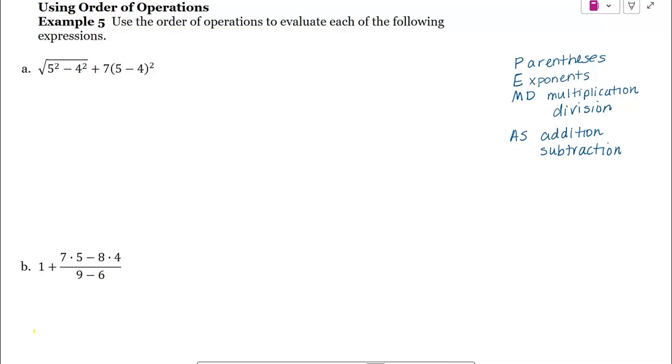I've got two sets of parentheses in example A here. The first one we can see is sitting here. And then the second one is here. These things are grouped together underneath that square root. So those are the two items that I'm going to look at first. Under the square root here, I've got 5 squared is 25, and 4 squared is 16. And that's going to give me a square root of 9. Looking at this second set of parentheses, I've got 5 minus 4, which is 1.